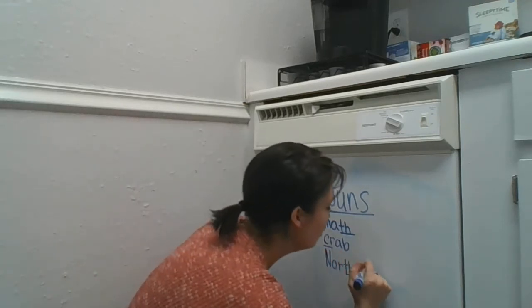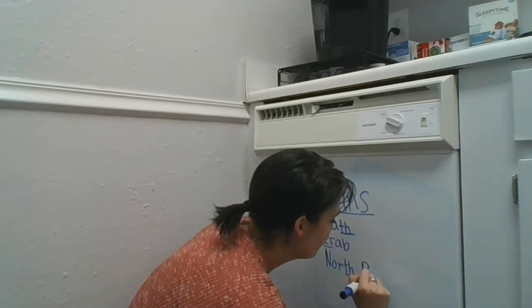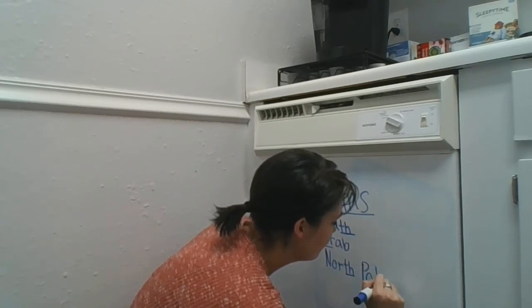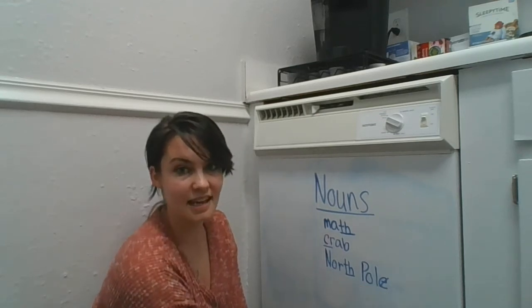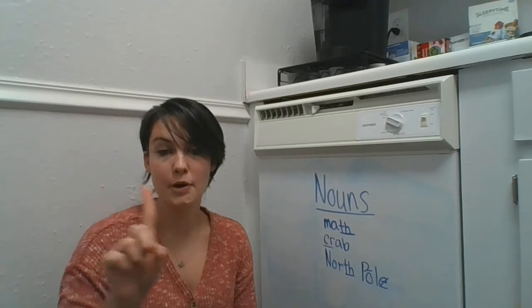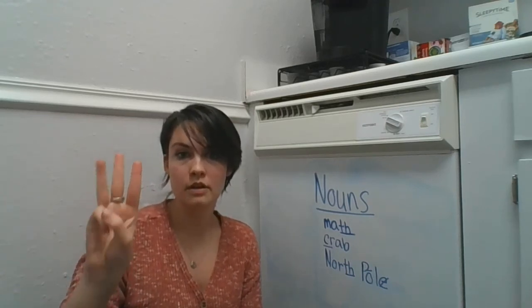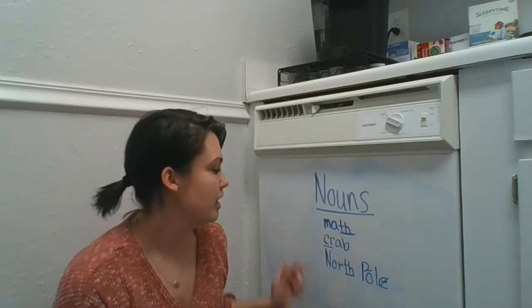But then we have pole. And it has a silent E. The E is not making any sound. And the O is making its long sound. It's saying its name. P, O, L. 4 letters, but 3 sounds. So that was our rule for week 3.